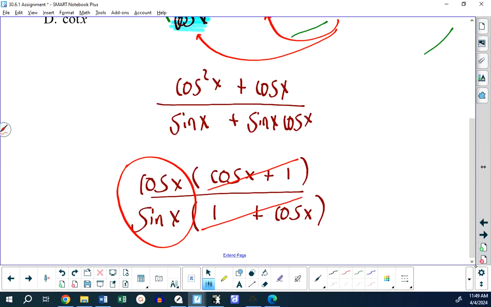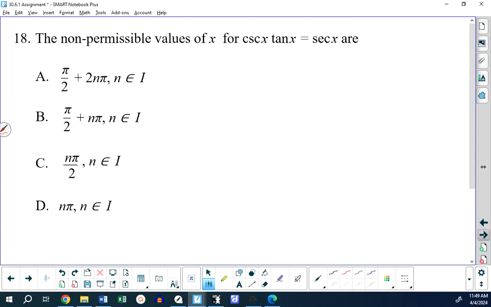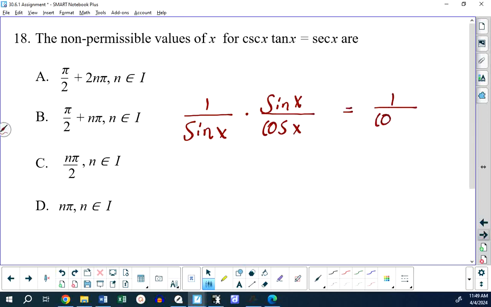So I want to talk about 18 now. What are the non-permissible values of x for this equation? So we have cosecant, which is 1 over sine. We have tangent, which is sine of x over cosine of x. And we have equals secant, which is 1 over cosine of x.